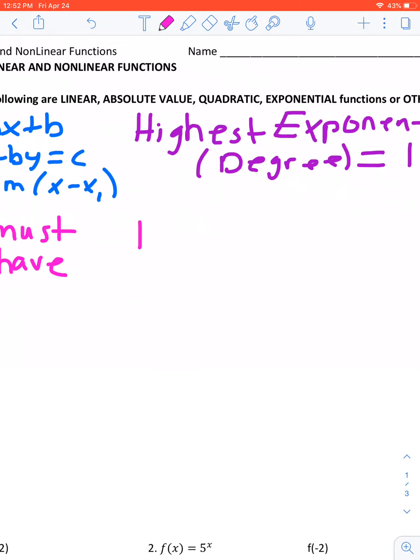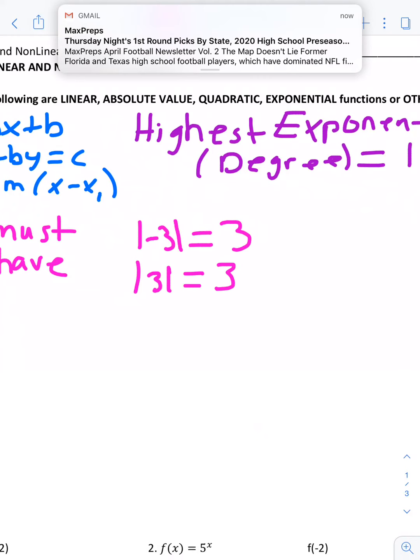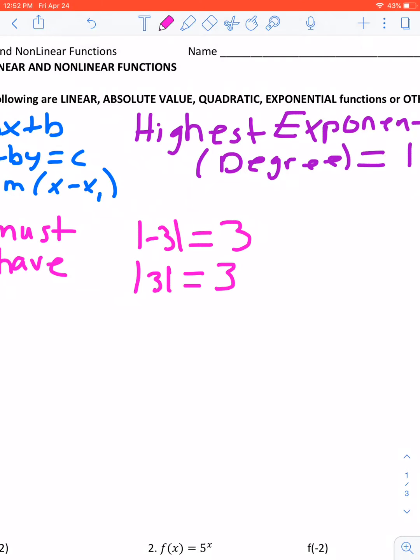So if I have the absolute value of negative 3, that's going to be 3. And if I have the absolute value of 3, that's also going to be 3. So the answer that comes out of the absolute value bars will never be negative. That's the easiest way to see it.